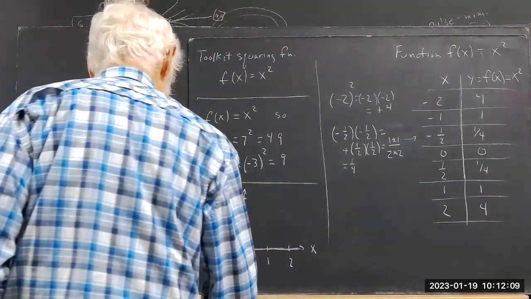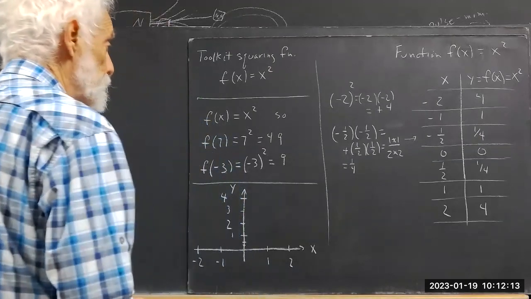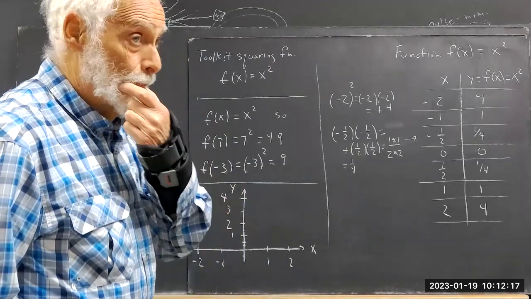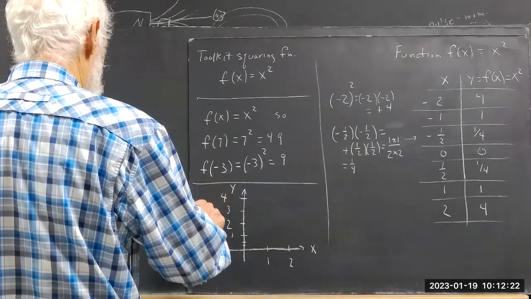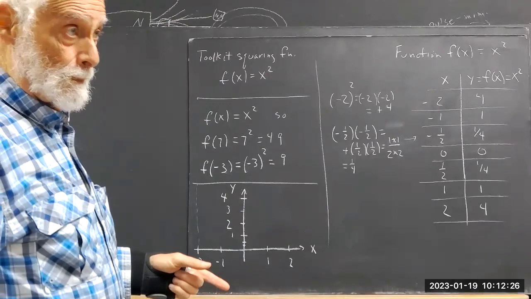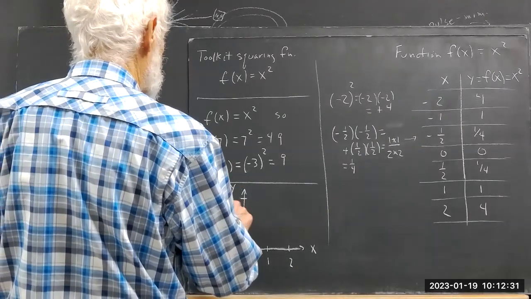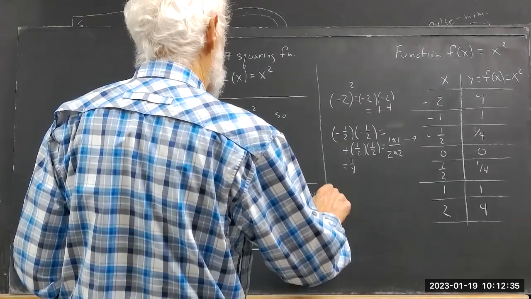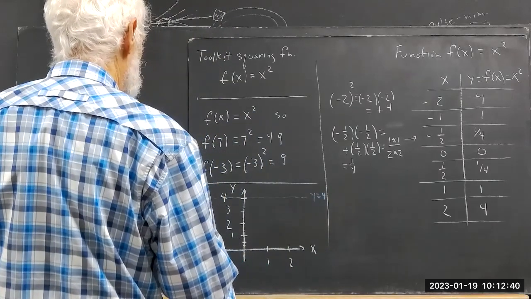Well, now we have our points. When x is -2, y is 4. Now x is -2 everywhere on this vertical line. Okay. And y is 4 everywhere on this horizontal line. So this is the line where y equals 4. This is the line where x equals -2.